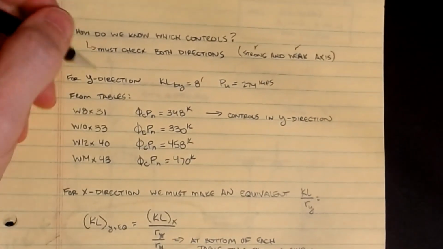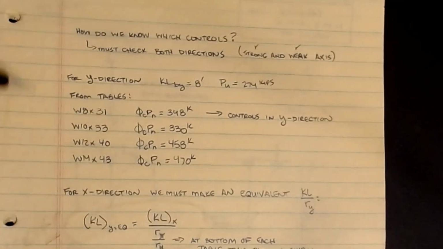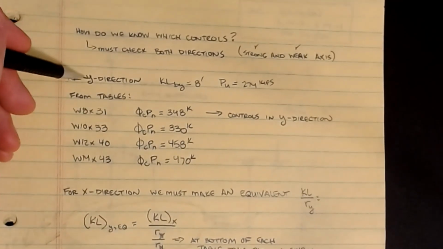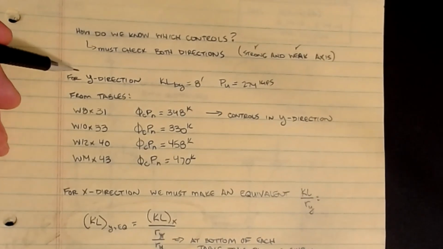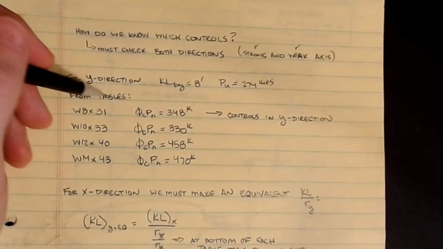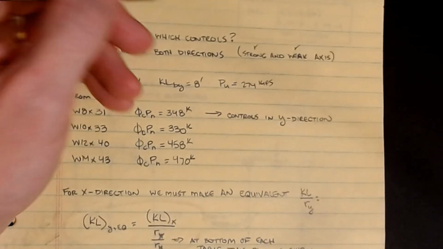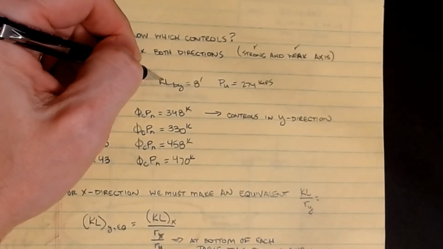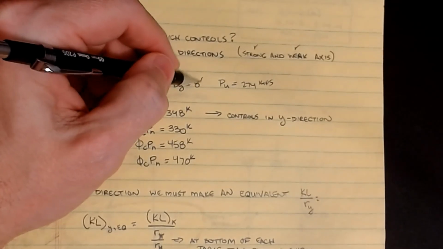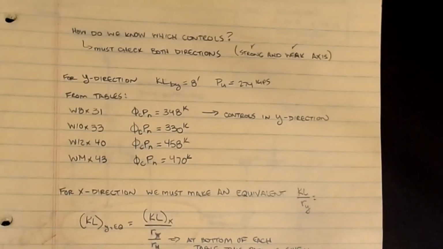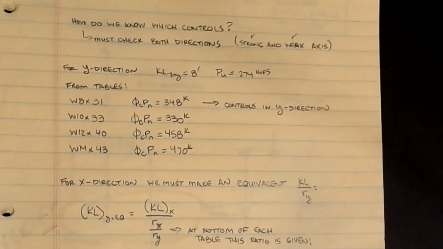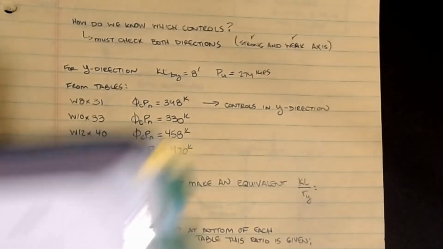So for the Y direction, and normally this is what I do in the design process, I assume that the Y direction is the one that's controlling, because more often than not it does, but not always. So we're going to assume, just for the sake of argument, that the Y is controlling. We're going to choose a size, take our KL factor of 8 feet and a load of Pu equal to 274 kips. And we're going to go back into our W8 table.